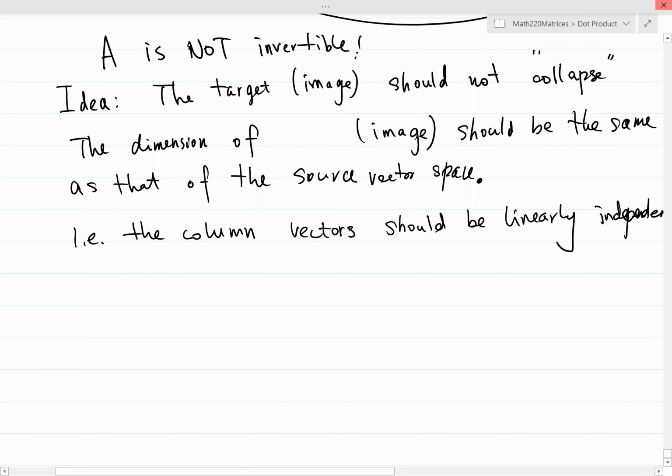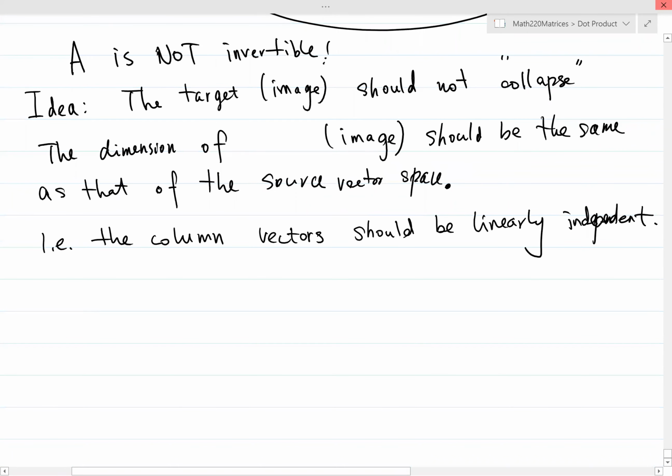Okay. So in this case, the column vectors are linearly independent. Then it exactly defines the same dimensional vector space as the source vector space. In this case, the image, the target and the source have exactly the same dimension. So the image does not collapse. Then in this case, this operation is invertible.